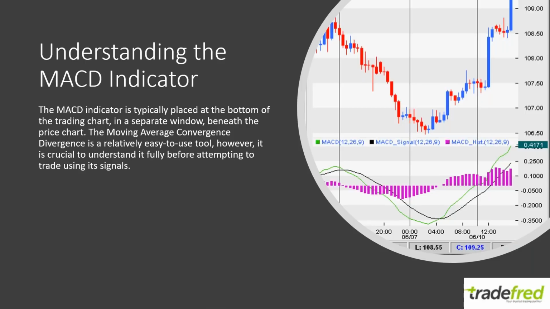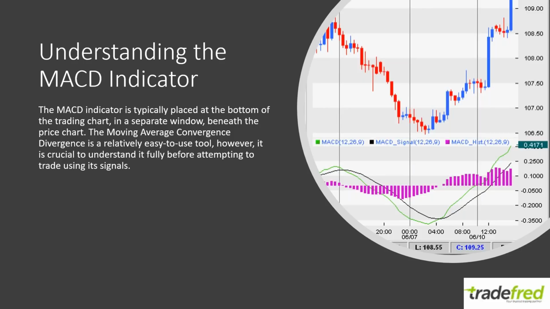Now, MACD gives us three vital pieces of information. It will give us overbought and oversold indicators. It will give us transaction signals, like buy and sell or entry signals. And it will also give us divergence. So this is a lot of information that you can get from one indicator. Now, the MACD indicator is typically placed at the bottom of the trading chart in a separate window, just like you do with most indicators. There are only very few indicators that are actually drawn over top of price action.